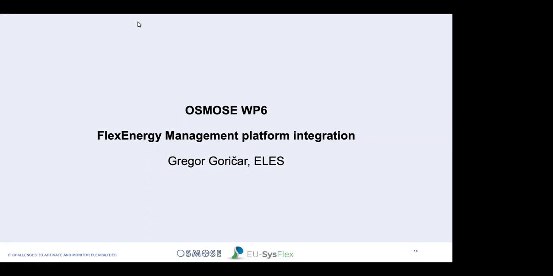I would like to first introduce the OSMOSE work package 6 in a few words to all of you. So the objective of OSMOSE work package 6 is to experiment close to real-time joint optimization of generation, storage, demand, and grid in a closed loop in order to extract the most value from remaining flexibilities of the electrical system.